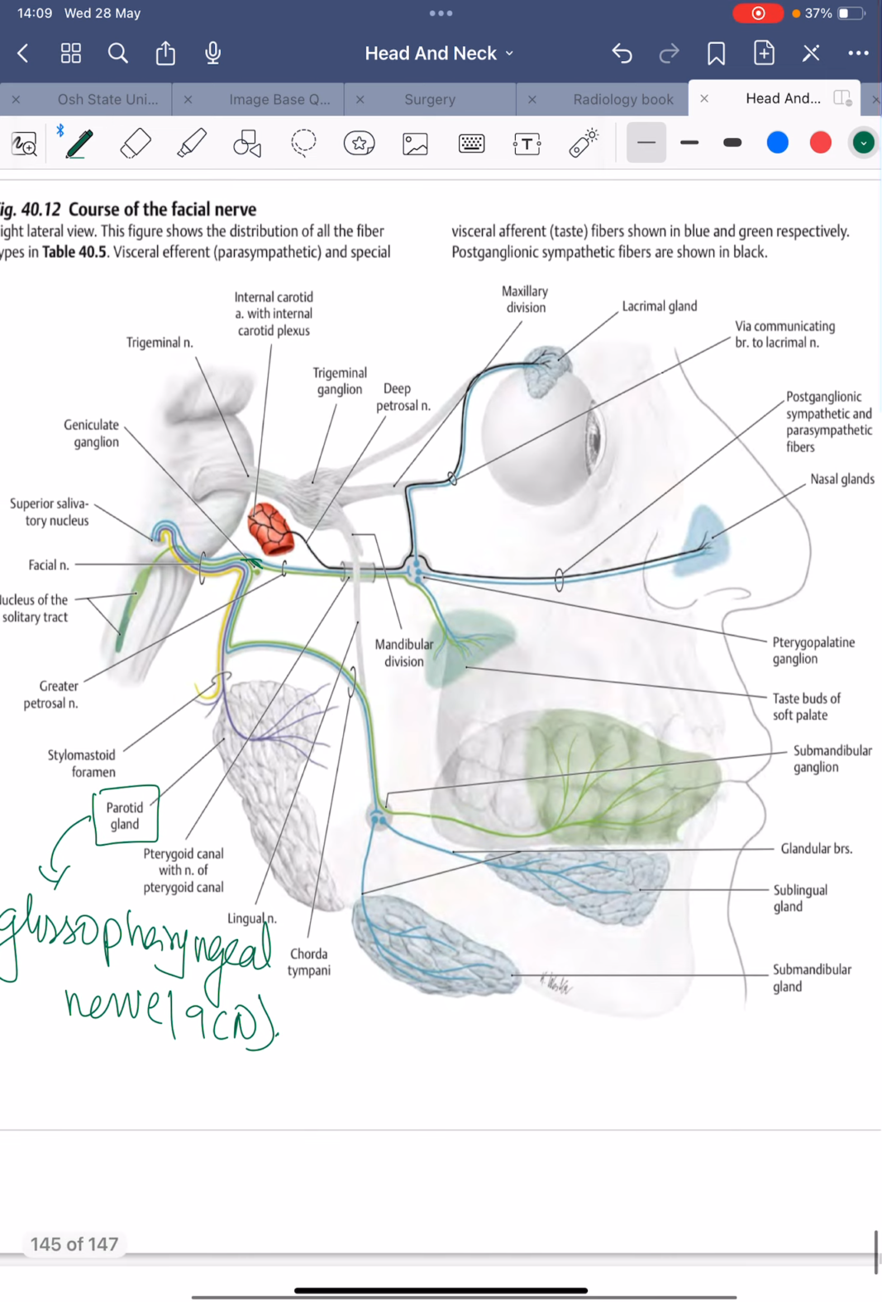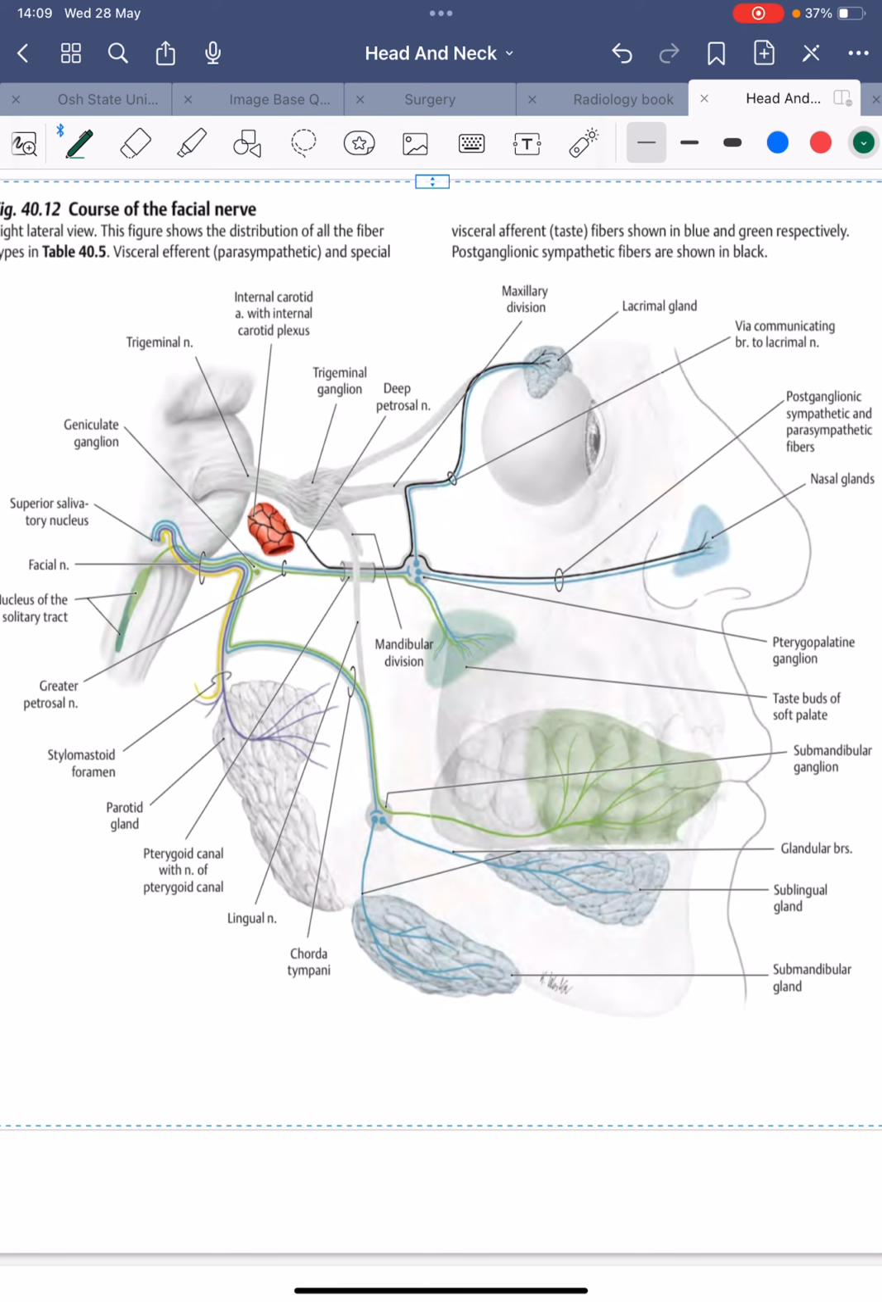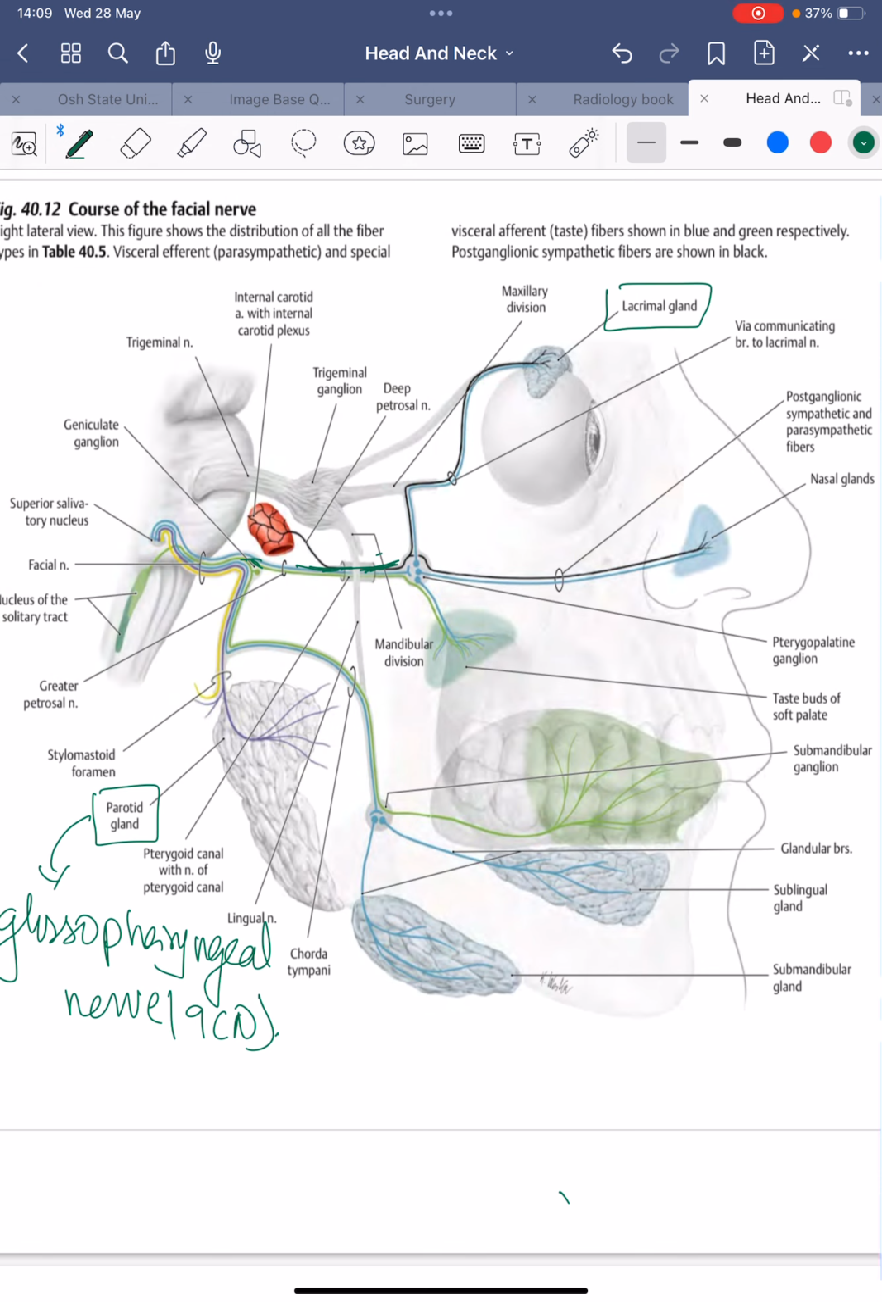Okay. So through greater petrosal nerve, it is innervating your lacrimal gland, your nasal gland, and it is also innervating your palate. It is also innervating, through chorda tympani, your sublingual gland and your submandibular gland.